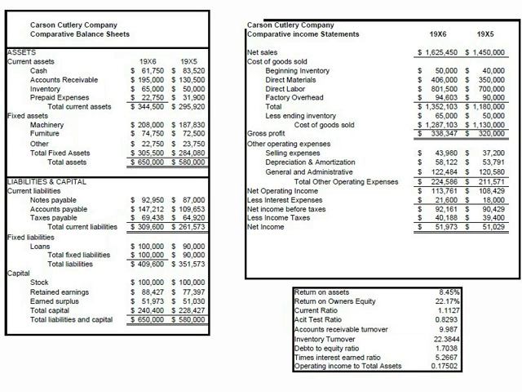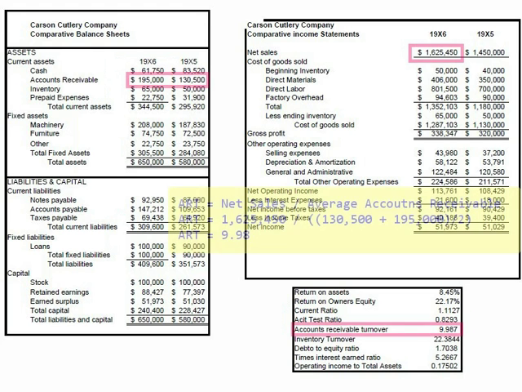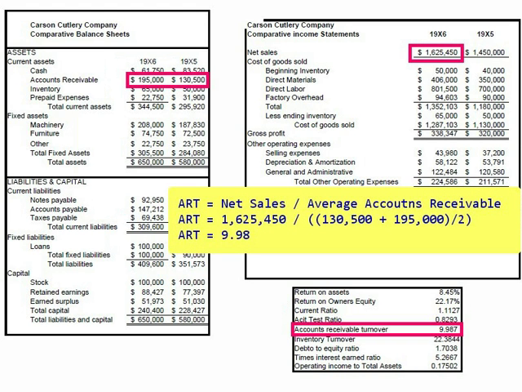The next one is the accounts receivable turnover. The accounts receivable turnover is computed as the net sales divided by the average accounts receivable, and the numbers are 1,625,450 in sales divided by the average of accounts receivable, 130,500 and 195,000. The total number is 9.98, and the interpretation of this number is that we are able to collect about 10 times our sales during the year.